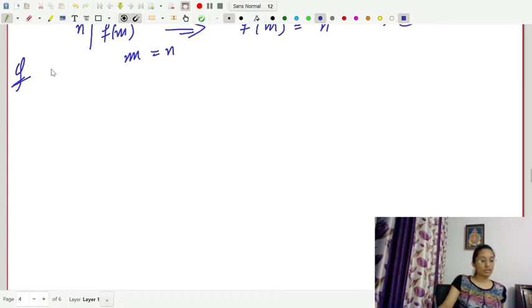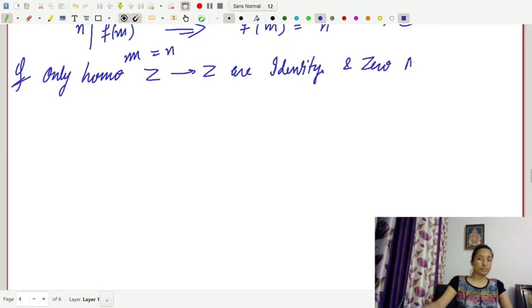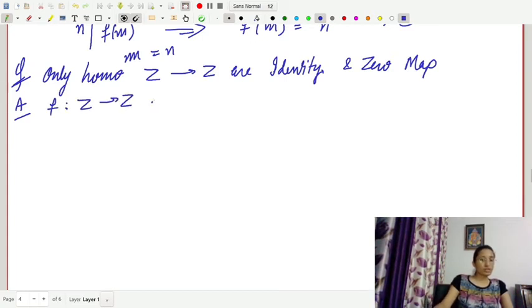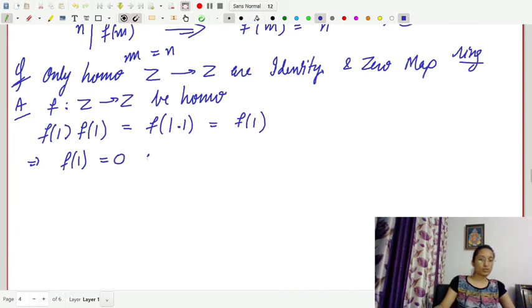Another question, let Z be the ring of integers, show that only homomorphisms from Z to Z are identity and zero map. Answer, let f from Z to Z be a homomorphism, then f(1) into f(1) is equal to f(1), as f is a ring homomorphism, which in turn implies f(1) is either equal to 0 or f(1) is equal to 1. Ye equation ban gayi na, to usme f(1) common le lenge and Z is an integral domain.